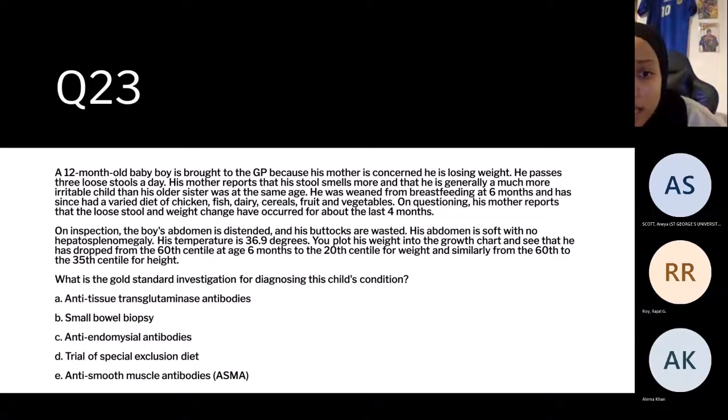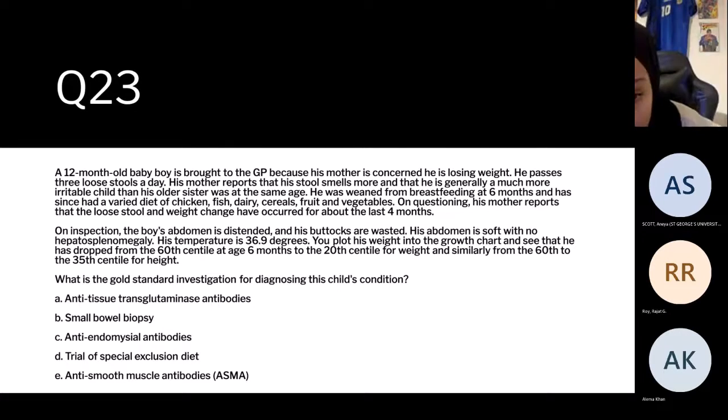On inspection, the boy's abdomen is distended, his buttocks are wasted, his abdomen is soft with no hepatosplenomegaly, his temperature is 36.9 degrees. You plot his weight on the growth chart and see that he's dropped from the 60th centile at age 6 months to the 20th for his weight, and similarly for his height. What is the gold standard investigation for diagnosing the child's condition?